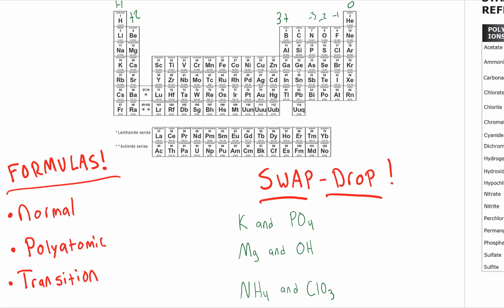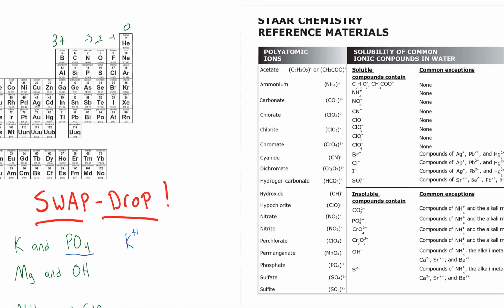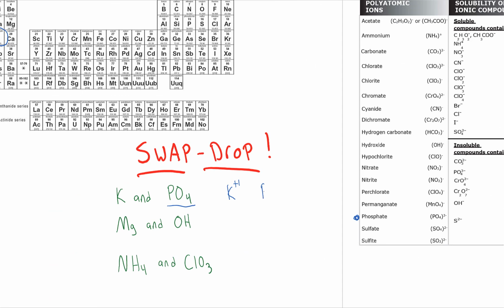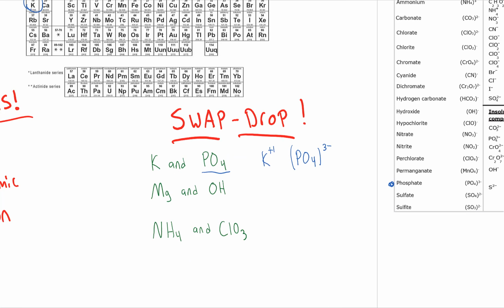What you want to do in order to figure out the swap drop is you write down the first one, okay, potassium. It's right here. So it's positive 1. PO4, well, to figure that out, I really got to look it up on my polyatomic ions chart right here. So PO4 is down here. It's called phosphate, and it's 3 minus. So I'm going to say PO4 and 3 minus. I just put parentheses around it to remind me that this is not 5 different things, like 1 P and 4 O's. It's one big blob.